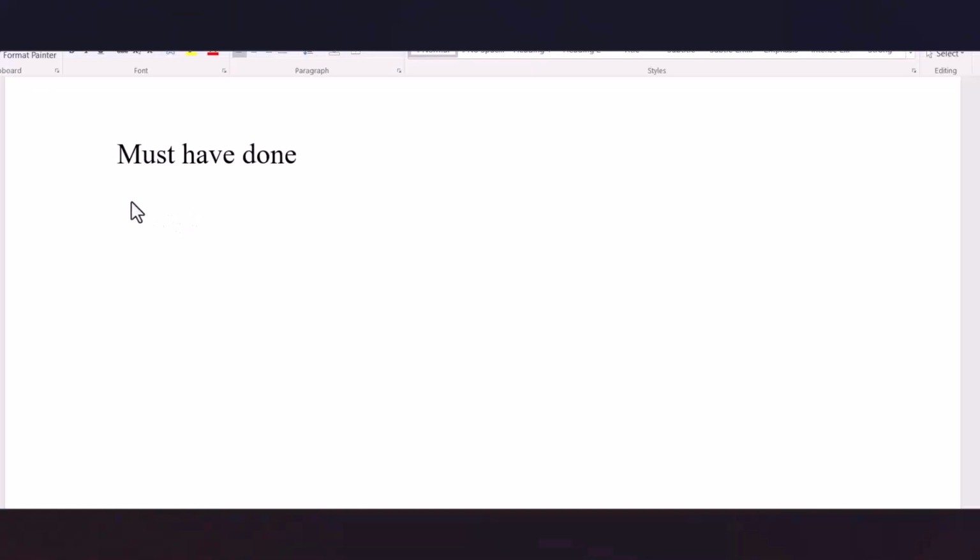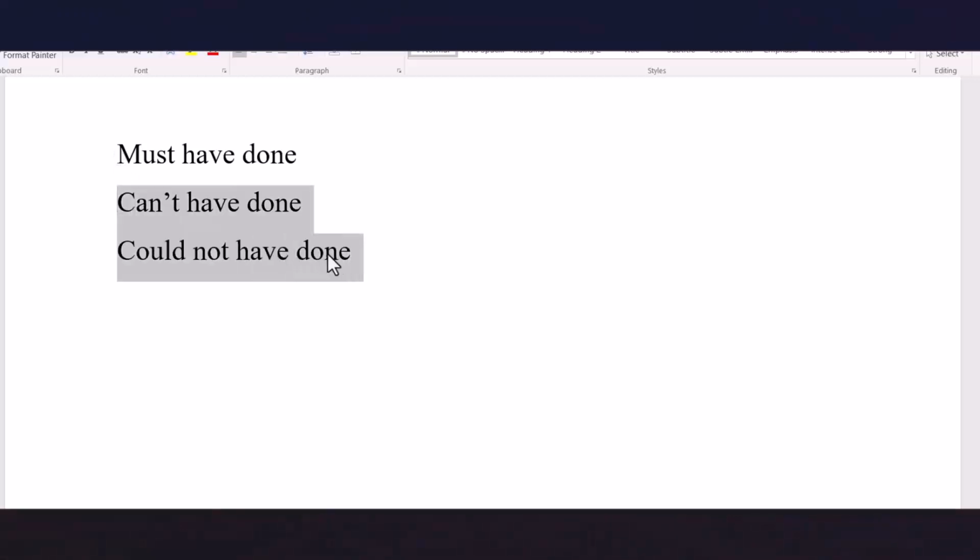Unlike other past modals, the negative of must have done is not must not have done. No, the negative of must have done is can't have done or couldn't have done. It is so important. This is an important point regarding must have done.